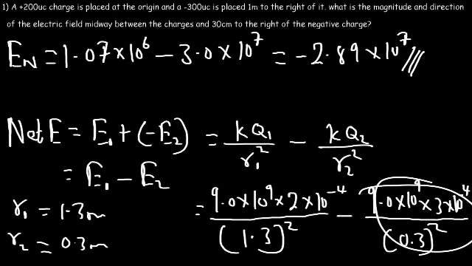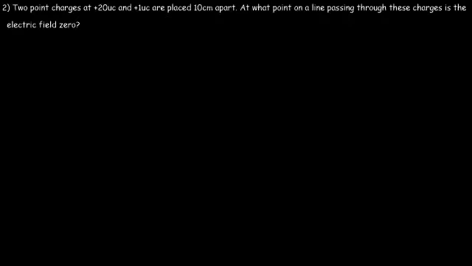Number 2. Two point charges at positive 20 microcoulombs and positive 1 microcoulomb are placed 10 centimeters apart. At what point on a line passing through these charges is the electric field 0? By the way, feel free to pause the video and check this question out.